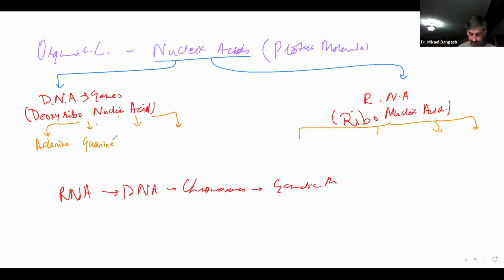Guanine. And cytosine. So that's what we will also have in the RNA: adenine, guanine, and cytosine.